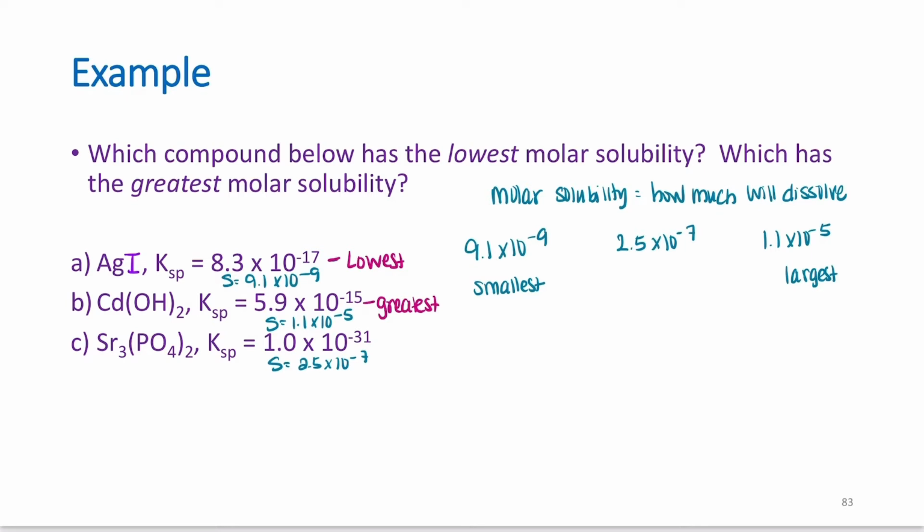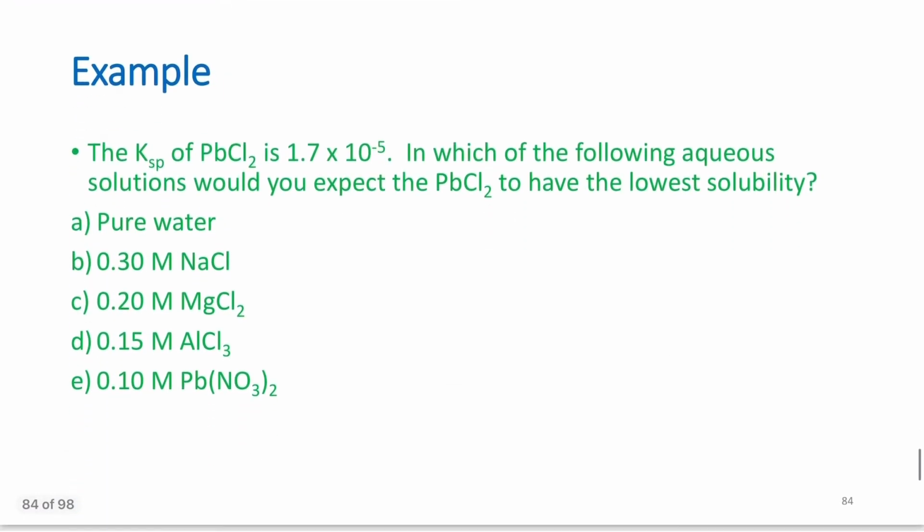Don't forget, for that cadmium hydroxide, we had to check it both ways. We had to do approximations each direction to see which was valid. Okay. The Ksp of PbCl2, lead 2 chloride, is 1.7 times 10 to the minus 5th. In which of the following aqueous solutions would you expect the PbCl2 to have the lowest solubility? In this situation, you're talking about lowest solubility. What can affect solubility? We know pH can affect solubility, but we've got chloride here, so we're not really worried about that. We are, however, also talking about the common ion effect.